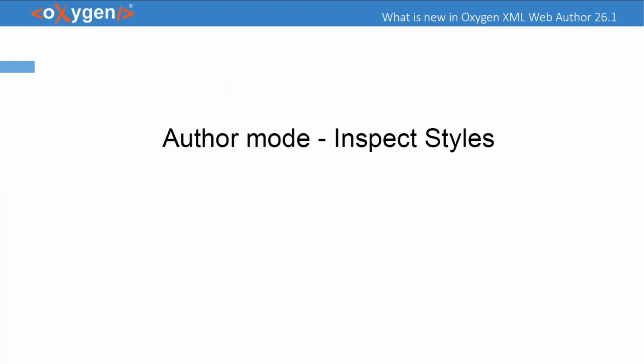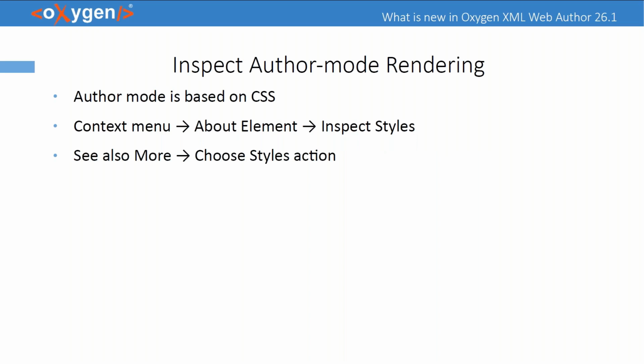Let's move on to author mode, inspect styles. The documents are edited in Web Author in a what you see is what you get mode, the so-called author mode. The rendering is based on a set of CSS files specified by the framework. When developing a framework, sometimes you feel the need to inspect why an element looks the way it does. In Oxygen XML Editor, you have a CSS inspector view that shows the resolved CSS styles that are applied for an element. Well, this feature is now available in Web Author too. It can be found in the contextual menu, About Element, Inspect Styles action. And when invoked, a side view with information about the current element is presented.